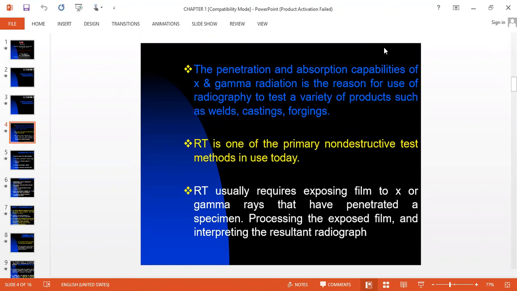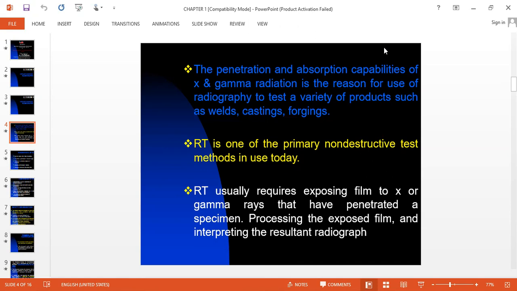Now, the penetrating and absorption capabilities of X-ray and gamma ray radiation is the reason for use of radiography to test a variety of products such as weld, casting, forging. So, any type of material, we can do radiography for them to detect internal discontinuities, to detect internal soundness. Basically, we are using this industrial radiography for welding, casting, and forging products. So, RT is one of the primary non-destructive testing methods in use today.